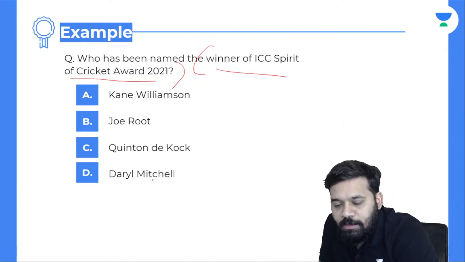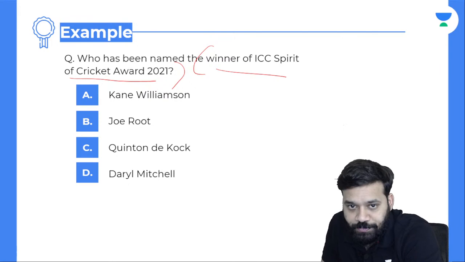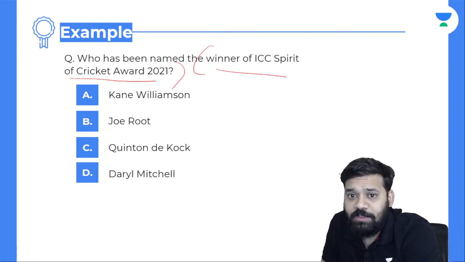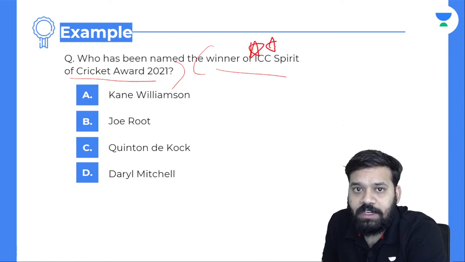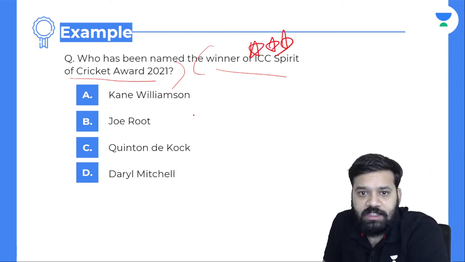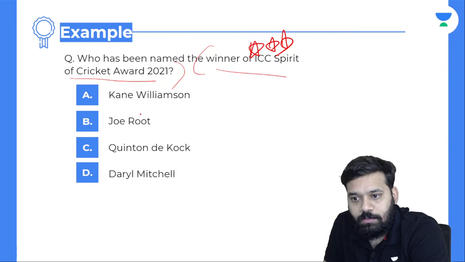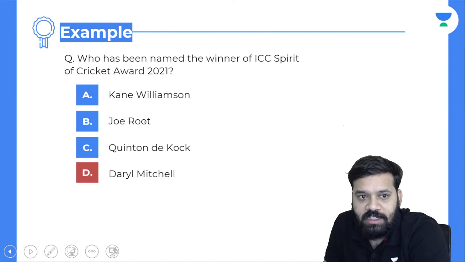Yes, correct. BCCI president is Saurav Ganguly. So tell me who has been named the winner of ICC Spirit of Cricket Award. Very important award. Who has got the Spirit of Cricket Award? Kane Williamson, Joe Root, Quinton de Kock or Daryl Mitchell? Yes, Daryl Mitchell, that is the right answer.